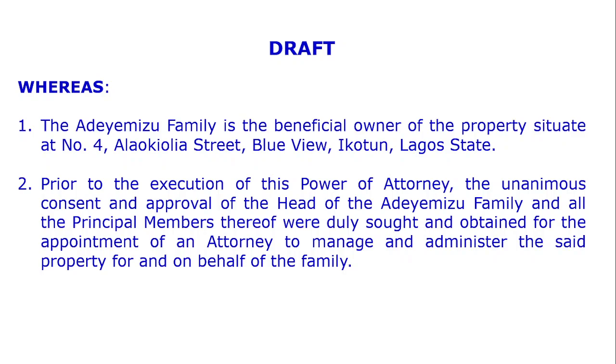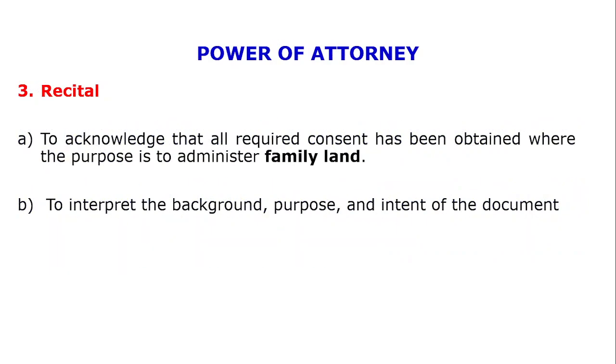When you are drafting the introductory part, you draft the commencement, you draft the date, you include a recital. In that recital, recite the family. Just write it like this: the family of so-and-so is the beneficial owner. Prior to this, you are good to go. It shows that you know what you are doing, that when it has to do with family land, you need to show that the consent of the family head and principal members have been obtained. So that is all about the recital clause.